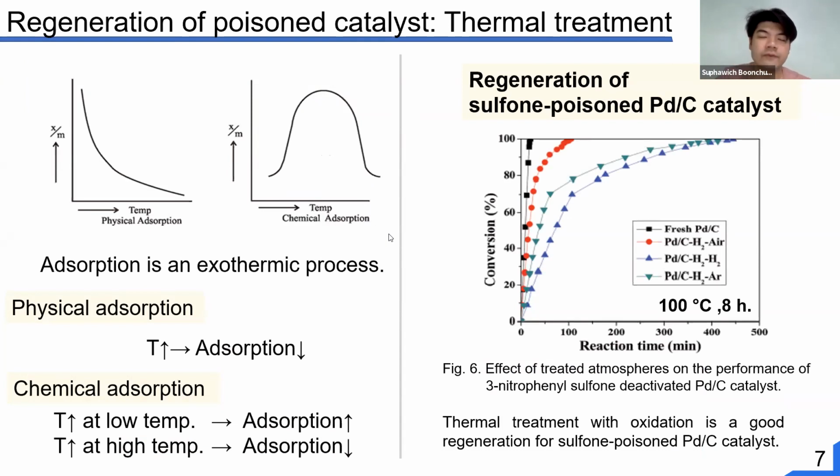For example, sulfur poison on palladium carbon catalyst. The catalyst is regenerated at 100 degrees Celsius for 8 hours. This figure shows that regenerating with hot air can recover more activity than hydrogen and argon. This is because air is composed of oxygen, so oxidizing will also occur during the thermal treatment.